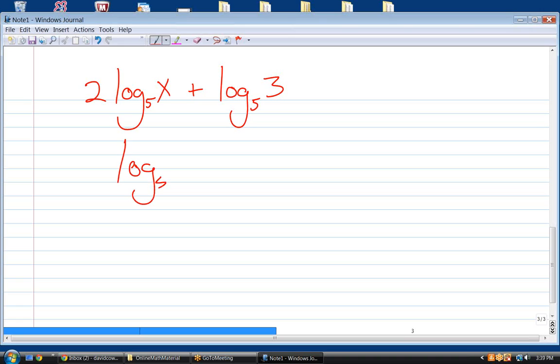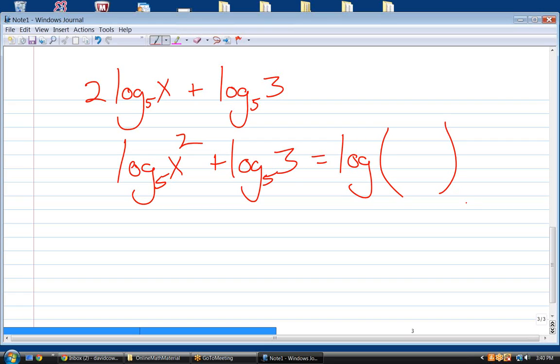Like that. Yeah. And now handle the addition. What does that become? Log, or 2 log base 5? No, not 2 log, because we've already moved the 2 to the exponent. So then just log base 5 of what? 3x squared.